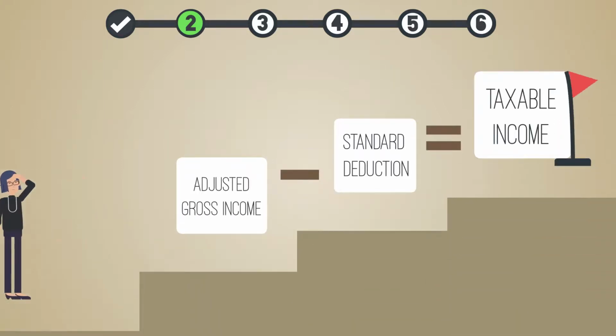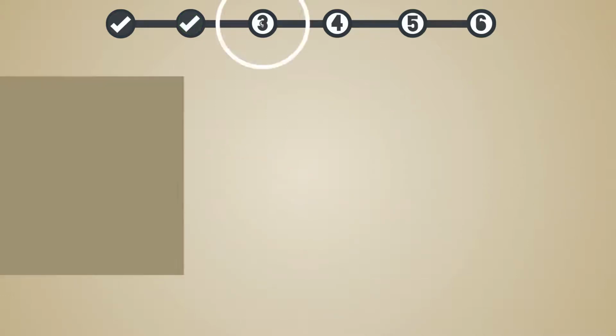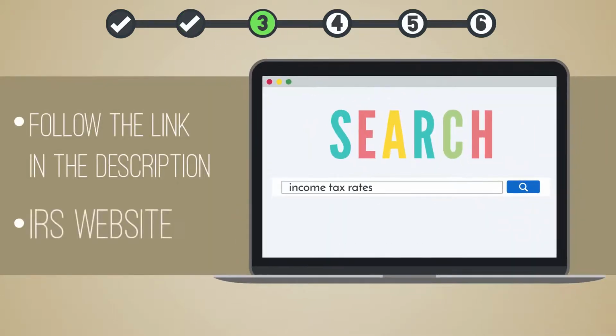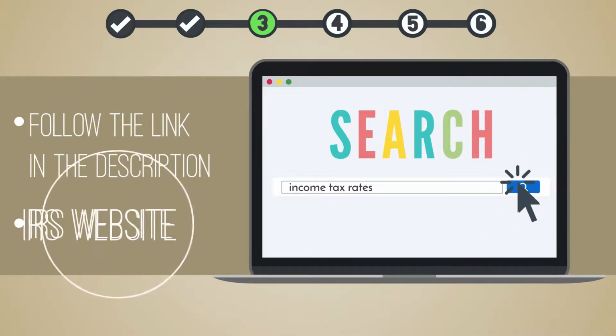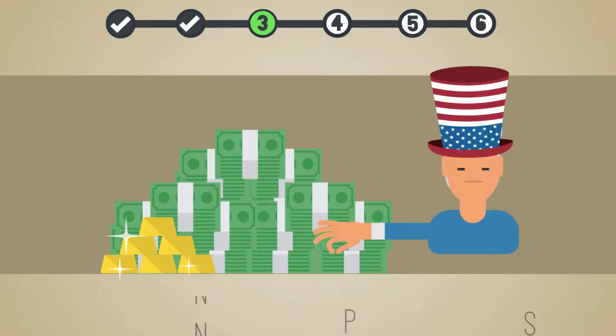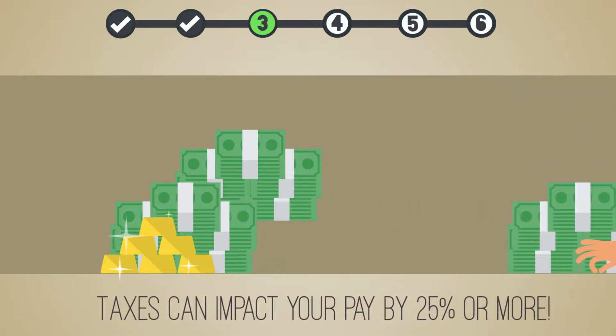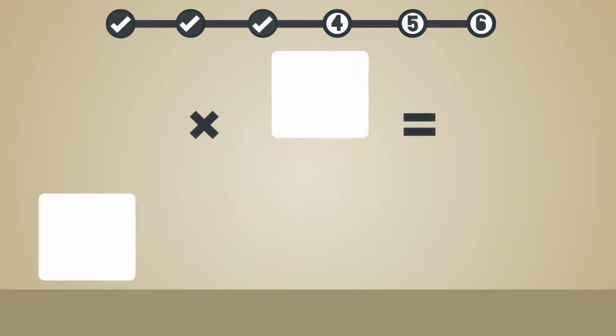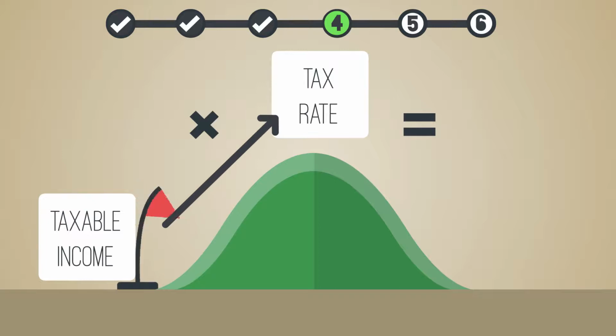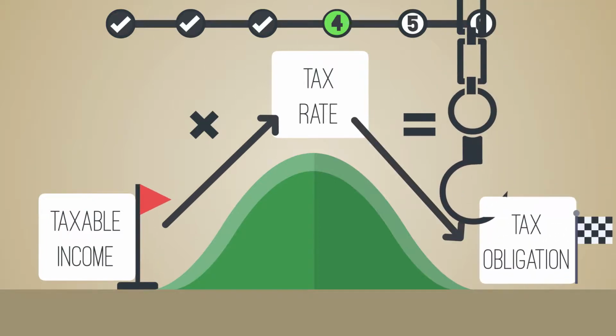Now that you know your taxable income, you can browse through marginal tax rates to see which tax bracket you fall into. You can find this table by following the link in the description or the IRS website. Sometimes, taxes can impact your pay by 25% or more. Next, you have to multiply your taxable income by your tax rate. This will tell you exactly what taxes you are on the hook for.